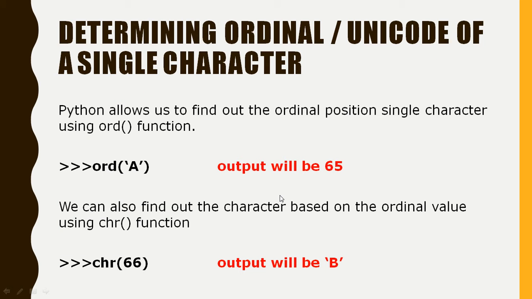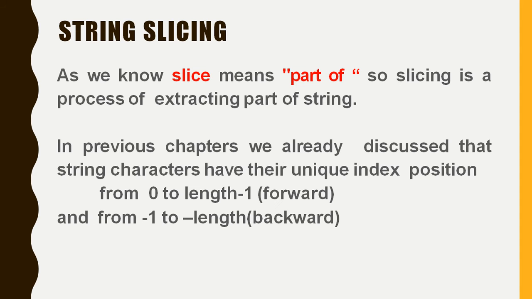Now, how to determine the ordinal or Unicode of a single character. Python allows us to find out the ordinal position of a single character using ord. ord stands for ordinal. So ord of 'A', the output will be 65, because the ASCII value of the capital A is 65. We can also find out the character based on the ordinal value using the chr function. Suppose we give chr of 66, the output will be B. So we need to remember to find the ordinal value, that is the ASCII value of a given character, using the function ord, and to get the character from an ASCII value using the function chr.